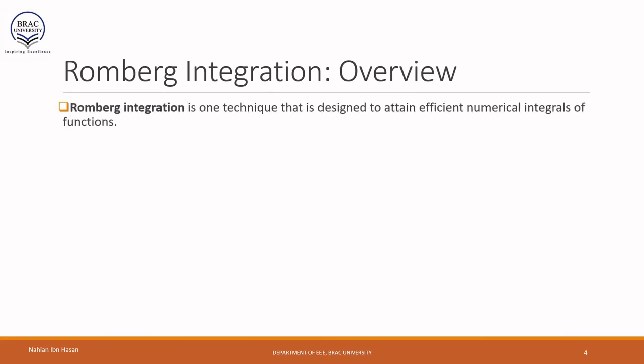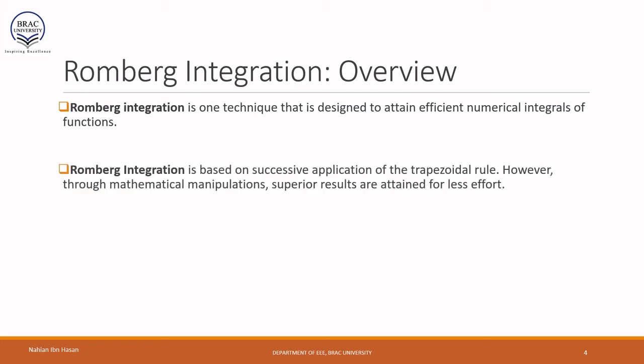Romberg integration is one technique that is designed to attain efficient numerical integrals of functions. We have already said that we can use the trapezoidal rules or the Simpson's rules, but we cannot have the desired accuracy with those methods, and that's why we need to go for extra methods like Romberg integration or other methods.